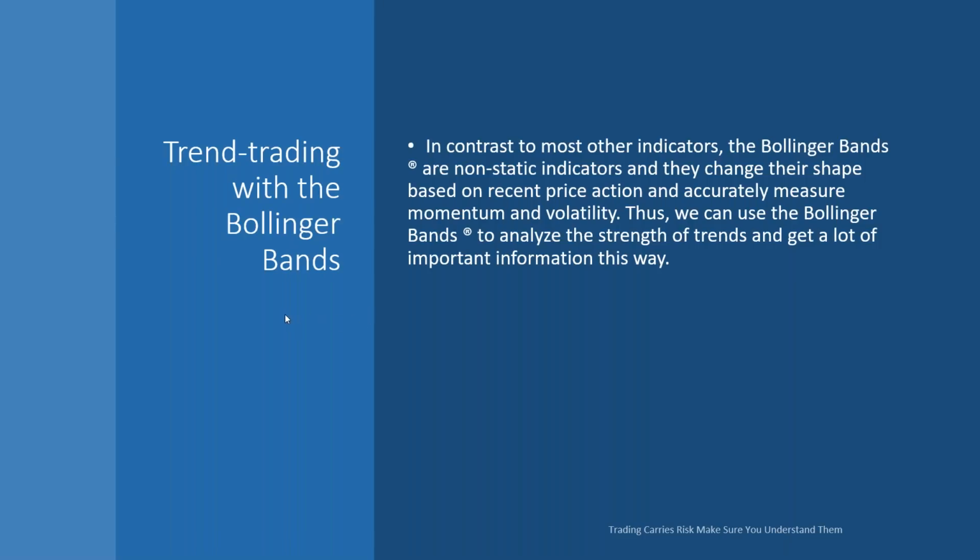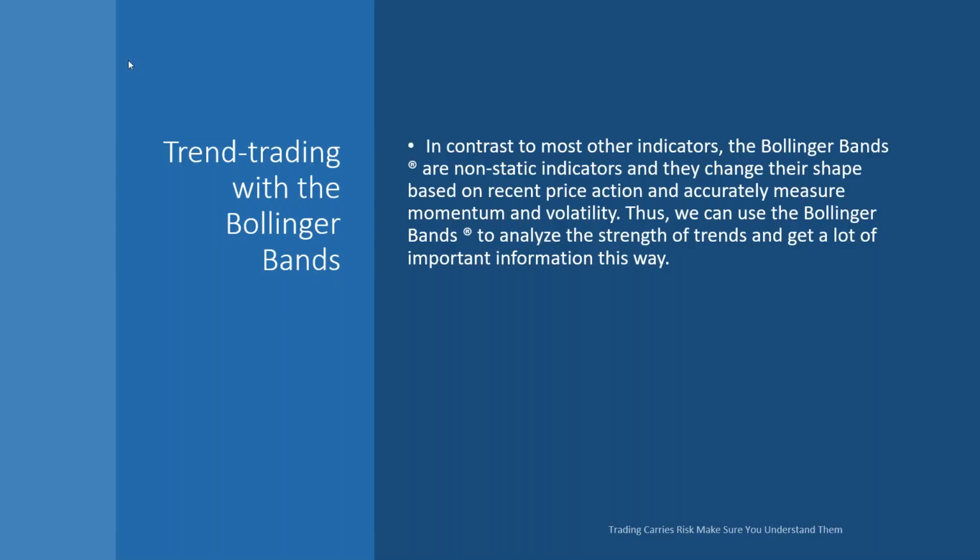So in contrast to most other indicators, the Bollinger Bands are non-static indicators, and they change their shape based on recent price action and accurately measure momentum and volatility. Thus, we can use Bollinger Bands to analyze the strength of trends and get a lot of important information this way. And this is one of the most important reasons we use Bollinger Bands.